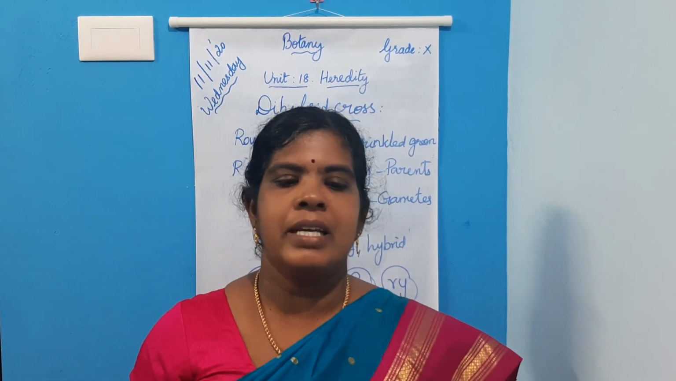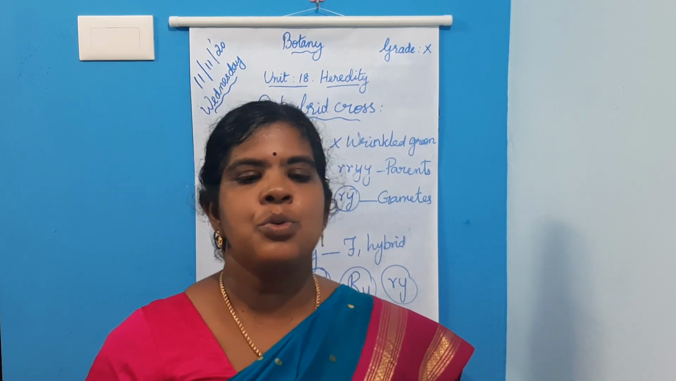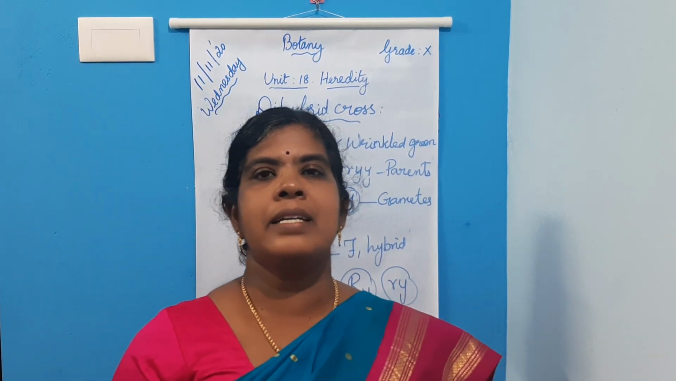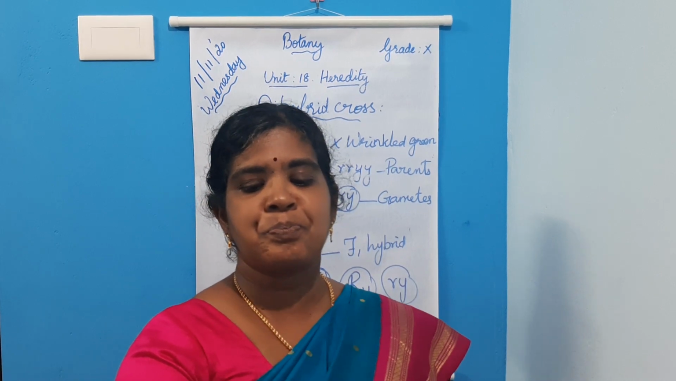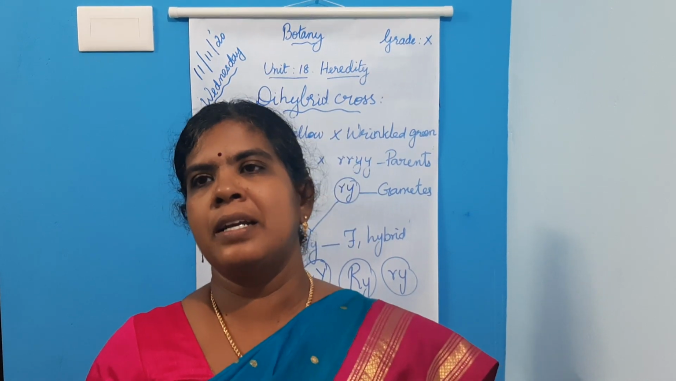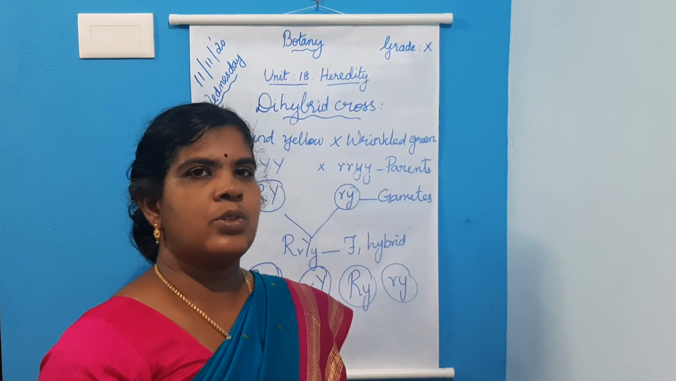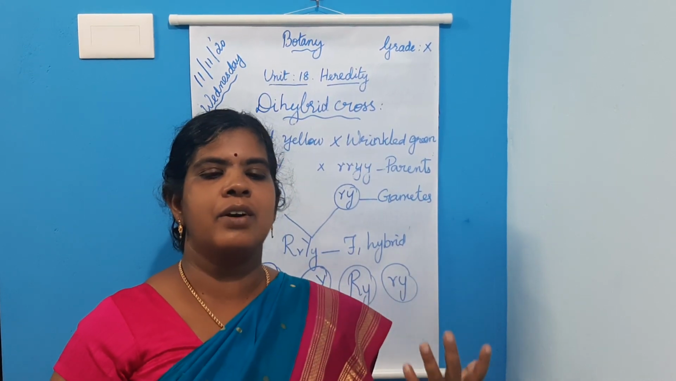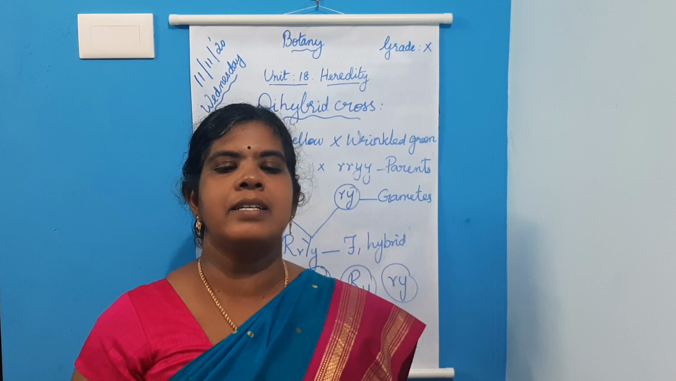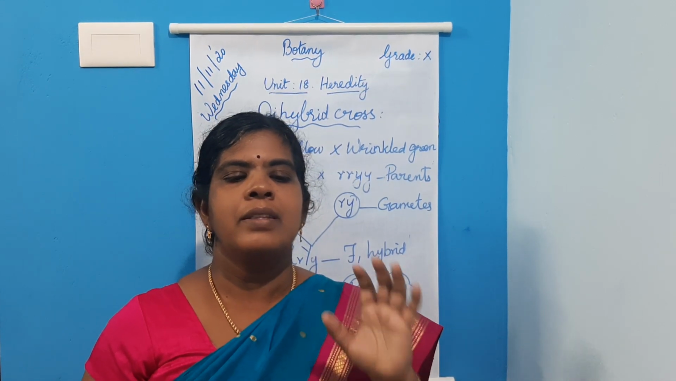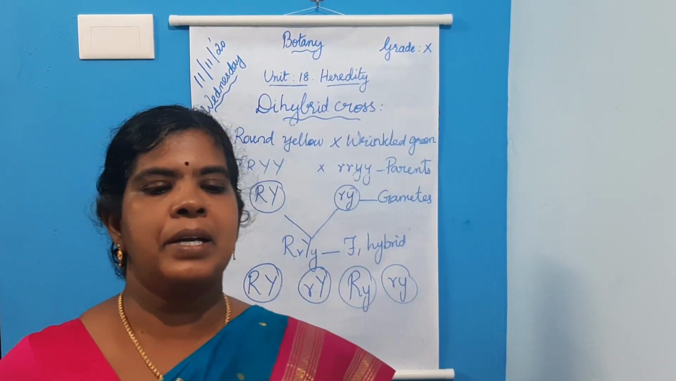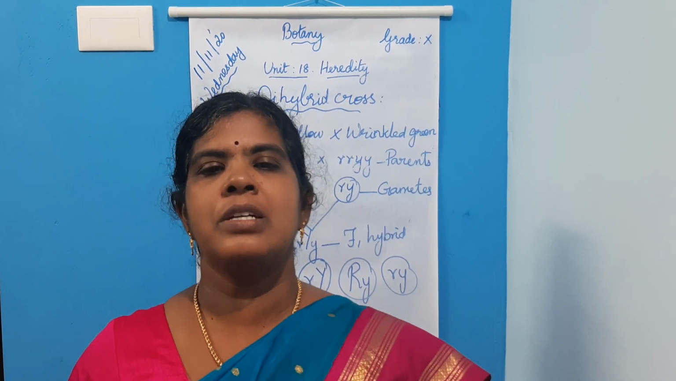Third law, law of independent assortment. In case of inheritance of two or more pairs of contrasting characters simultaneously, in a zygote, the factors of one pair assort out independently of the other pair. That is called independent assortment.